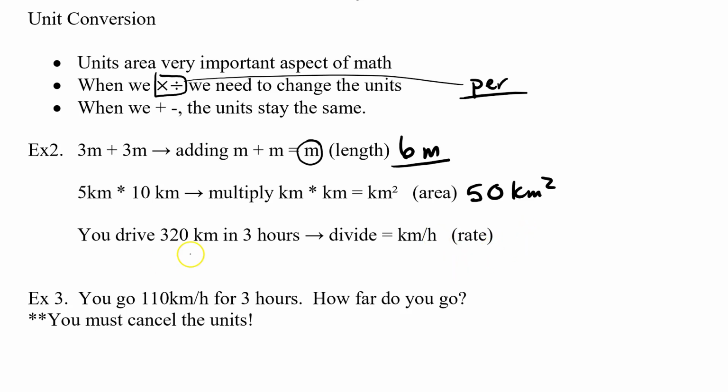So if I were to do this one, I would say 320 divided by 3, which is 106.6 repeating kilometers per hour. Another way that we can practically say that is 106.67. 2 decimal places is great.